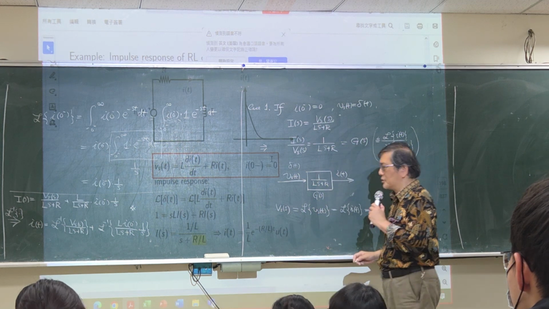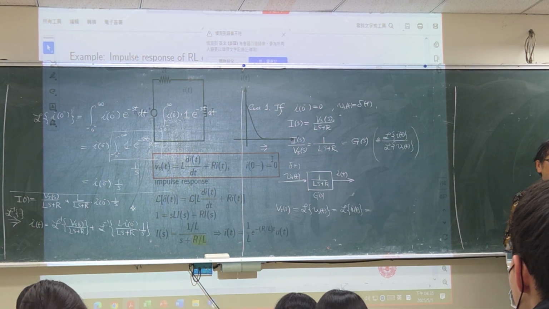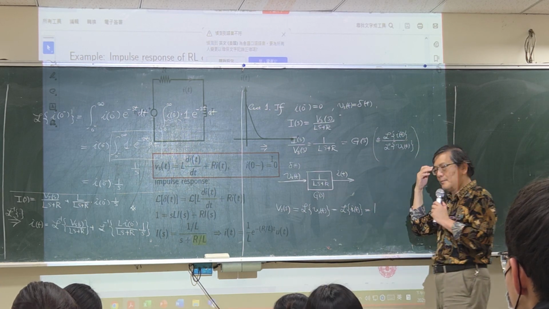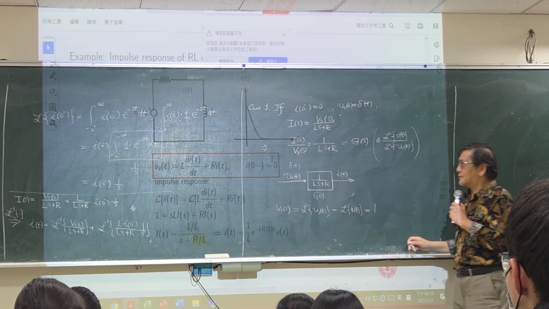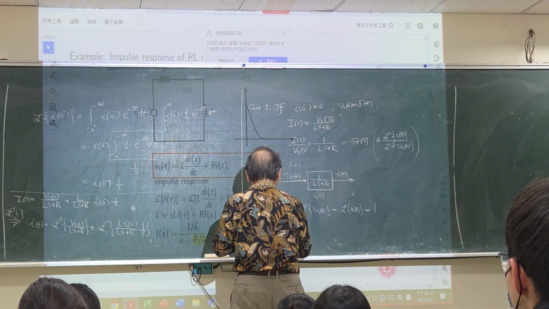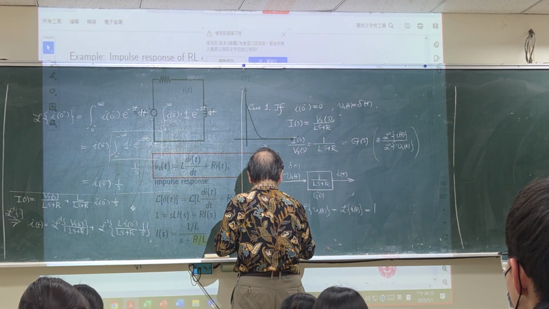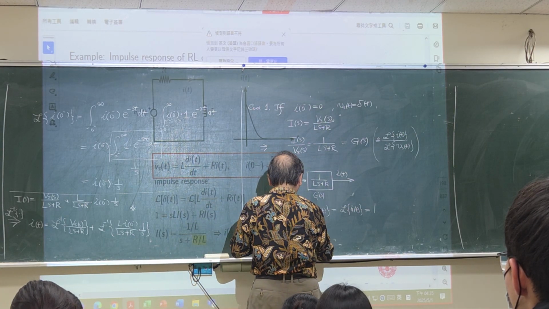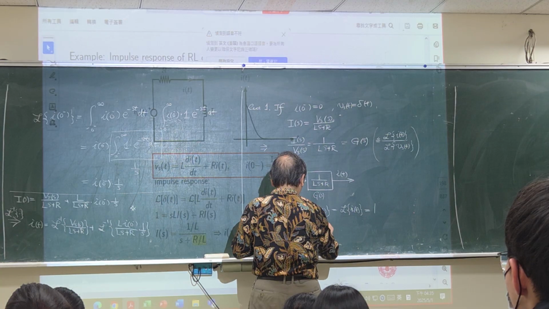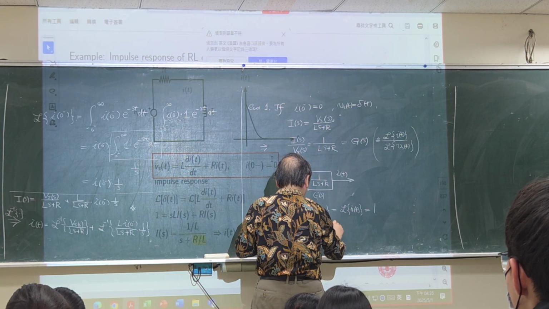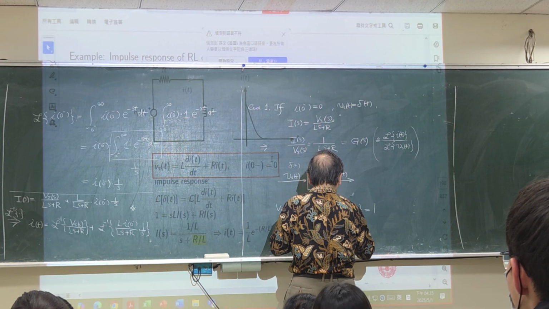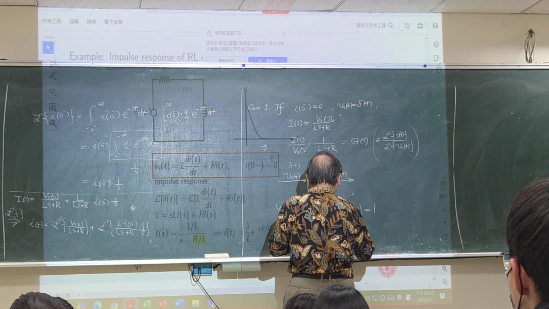So what is the Laplace transform of the unit function? Come on, can anyone tell me? 1. Good. You need to memorize this. Put this into your memory. Okay? So in this case, then the output I of S is simply the transfer function G of S times the Laplace transform of the input. So we have 1 over Ls plus R.